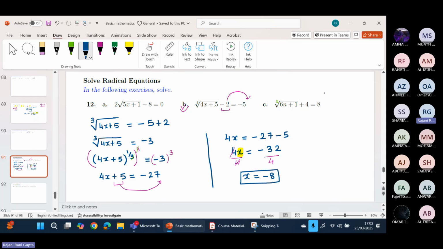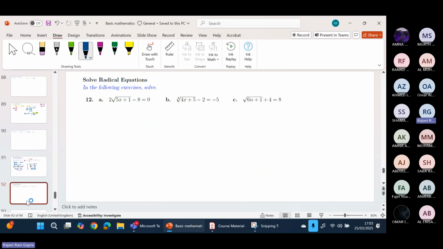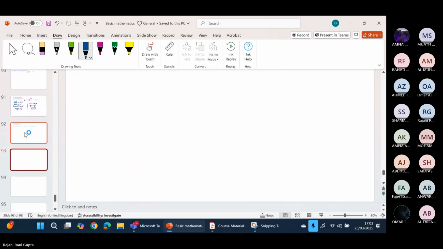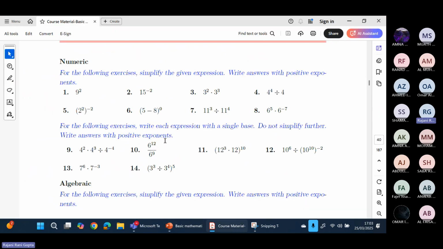Okay. So definitely you will have one question like this in the exam. As I said, it's common. You will have one question on each exercise. One for radical, one for rationalization. Okay. One is based on exponent. And other questions you have idea from the quiz. It's the same thing. I think I covered everything.